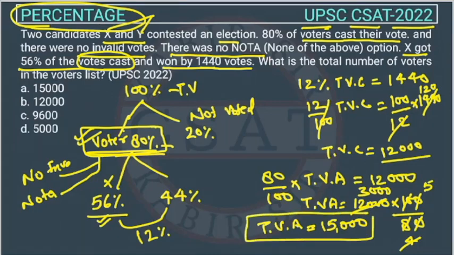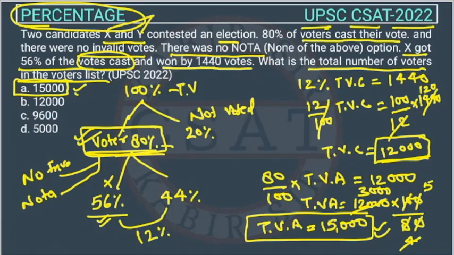So what is the question asking? The question is asking what is the total number of voters in the voter list. So total voters in the voter list are 15,000, and how many voted? 12,000, right? So the answer of this question will be option A, right? So what is the answer? Answer is option A.